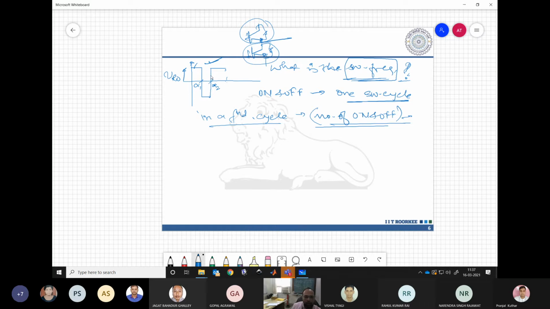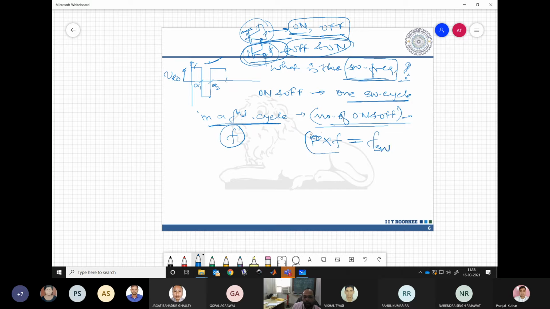Now one off and one on means this device has completed one switching cycle, one on and one off, which means one switching cycle is complete for this device, and so for this device also, because this was off and then on. So one cycle is complete for this also. So let's say the fundamental frequency is F, and how many number of times we are switching in a fundamental cycle. So that many number of times, let's say P number of times it is switching. So P into F gives our switching frequency.